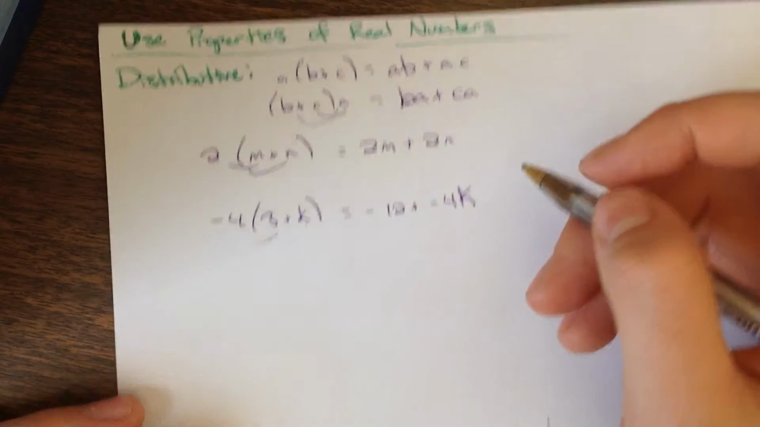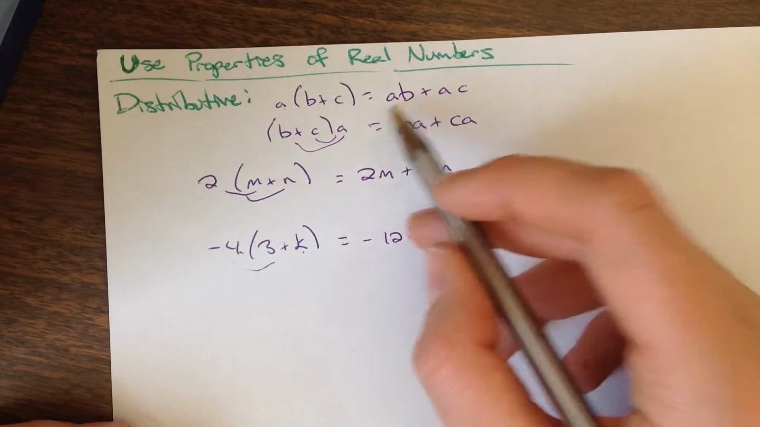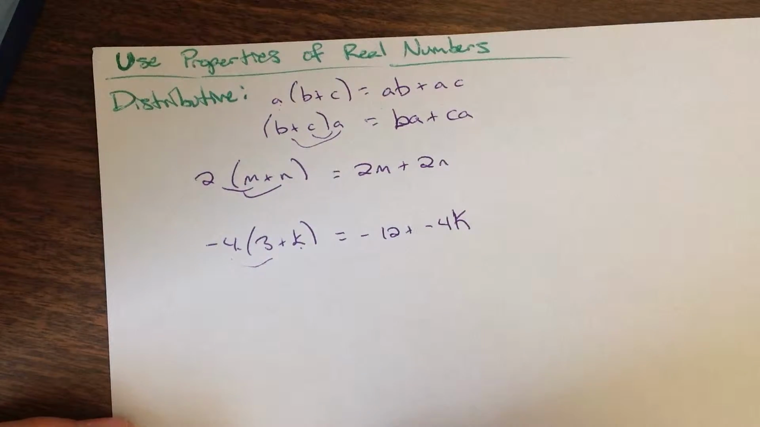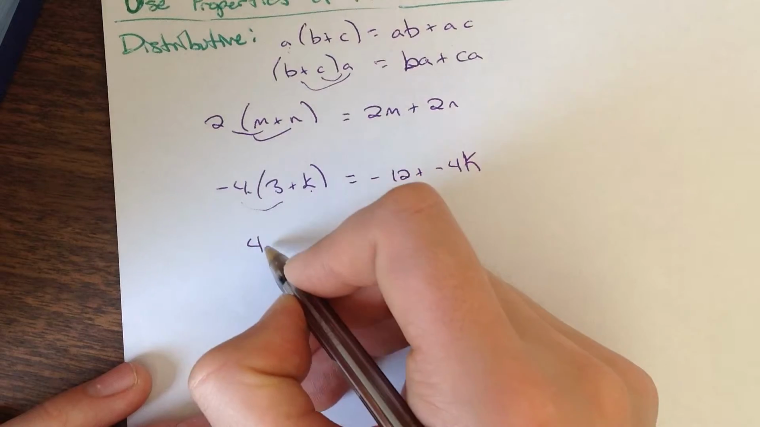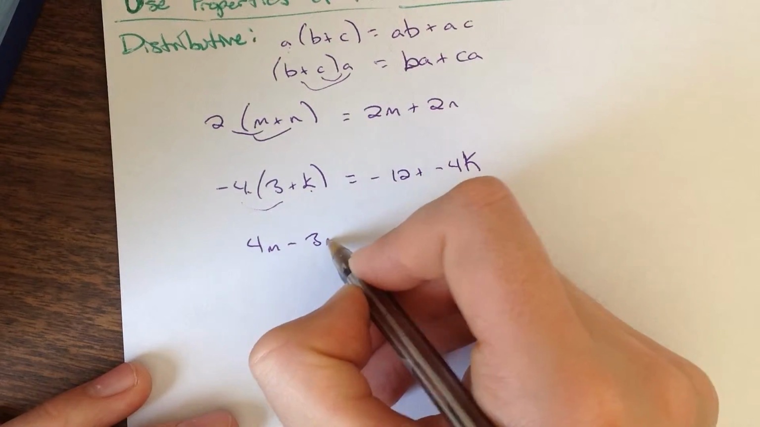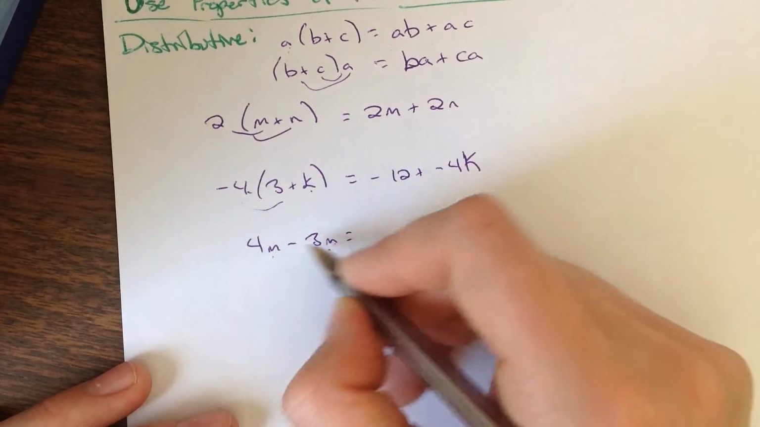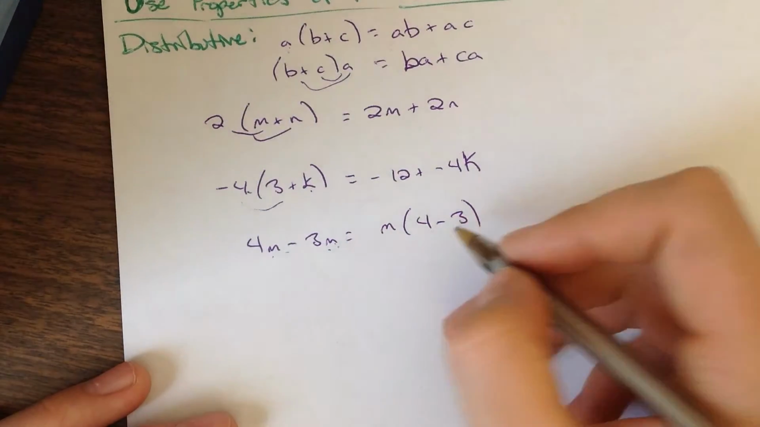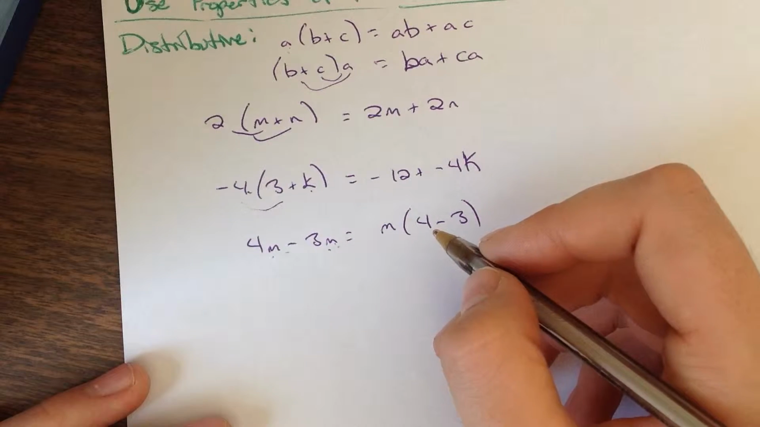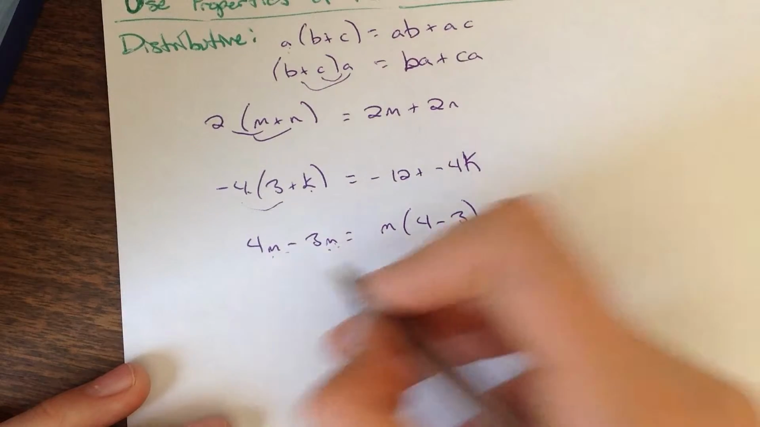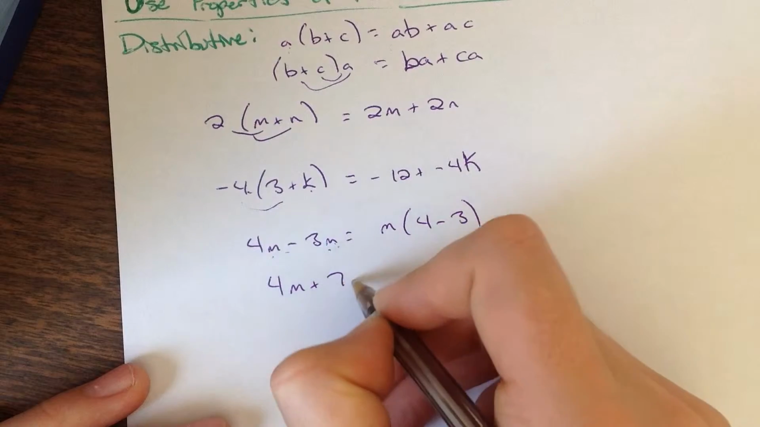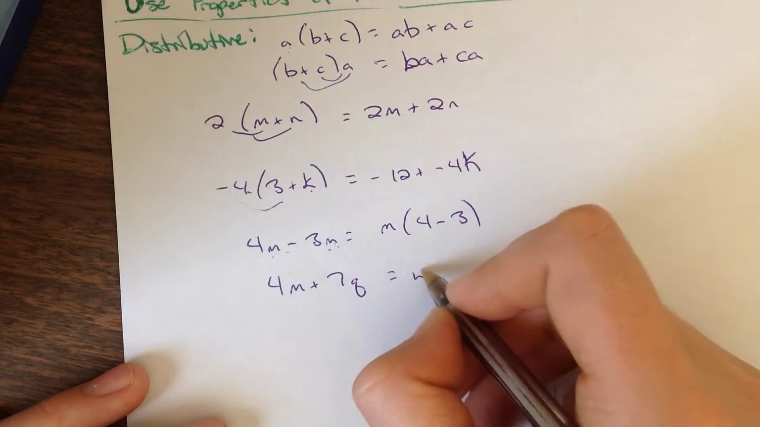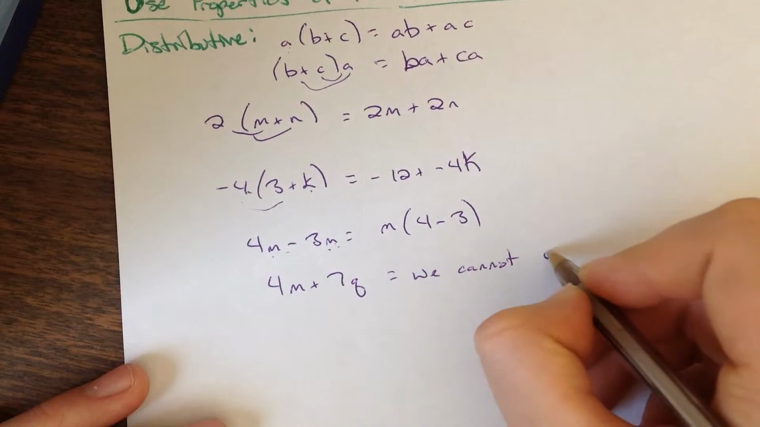We can also do the opposite of this. So if something shares something in common, it can be factored or brought out front. So, for example, if I have 4m minus 3m, we could factor out the fact that they have an m in common and write it like this. Or, if we have 4m plus 7q, do they share something in common? No. So this one, we cannot use the distributive property.